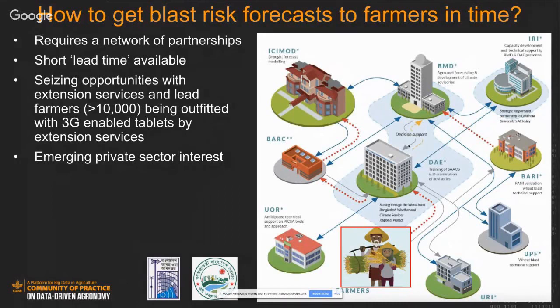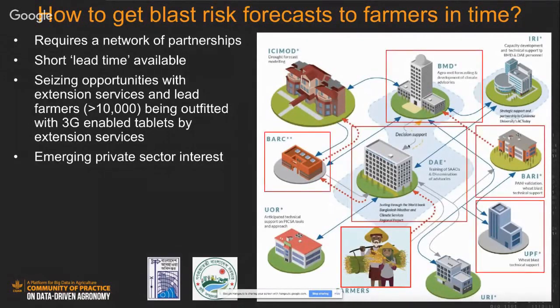And what you see here is the ecosystem of partners that we're working with in Bangladesh with different climate service applications. And just for this simple activity, it involves coordination amongst 1, 2, 3, 4, 5, 6 different partners, if you include farmers as well, to get information out.